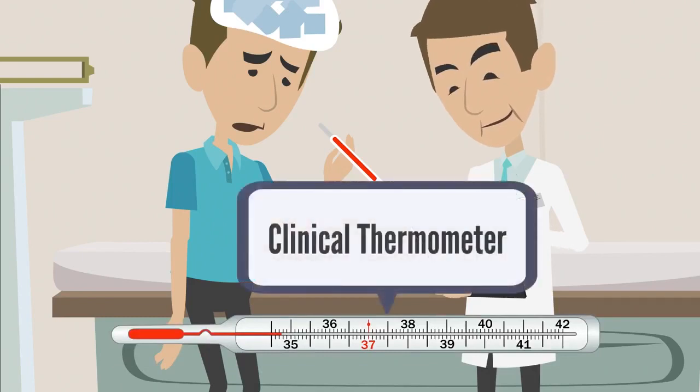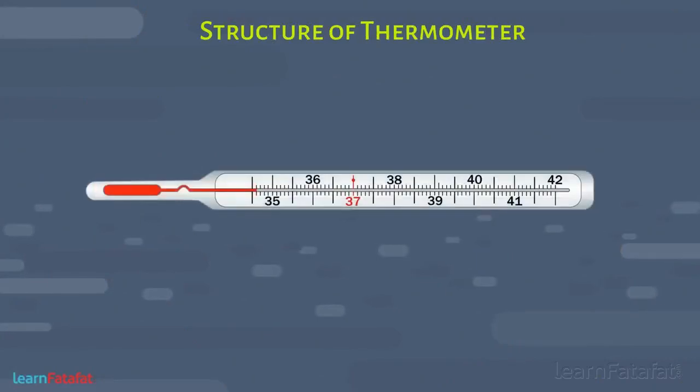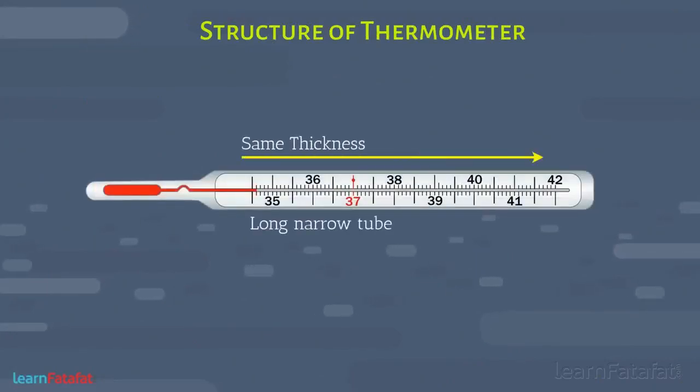Let's understand its structure. It is a long narrow tube with same thickness throughout the length. On one side of this tube, there is a bulb which contains mercury. For reading the temperature, there is a scale printed on thermometer.